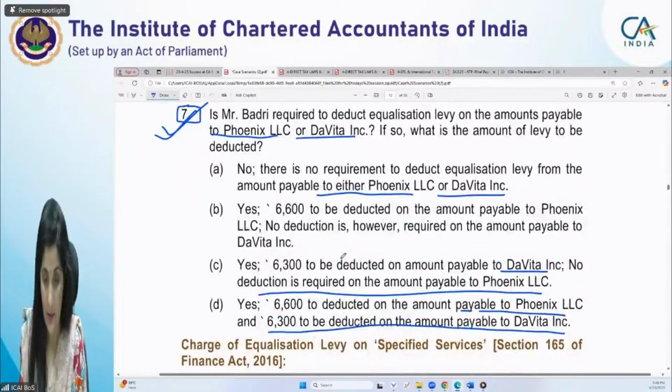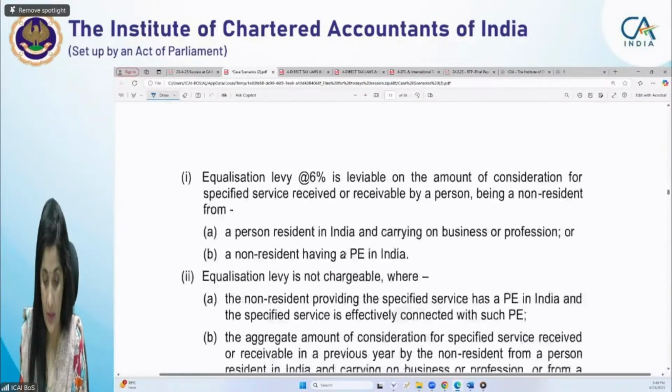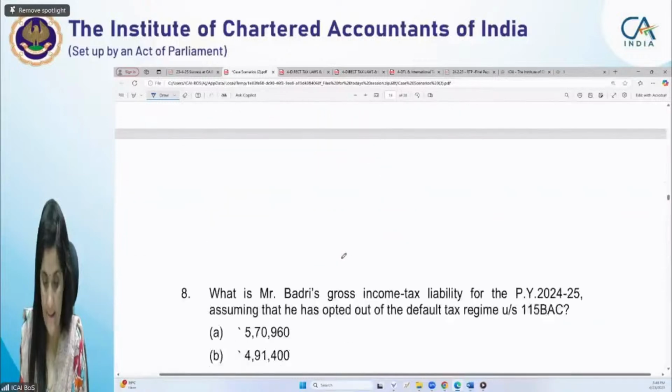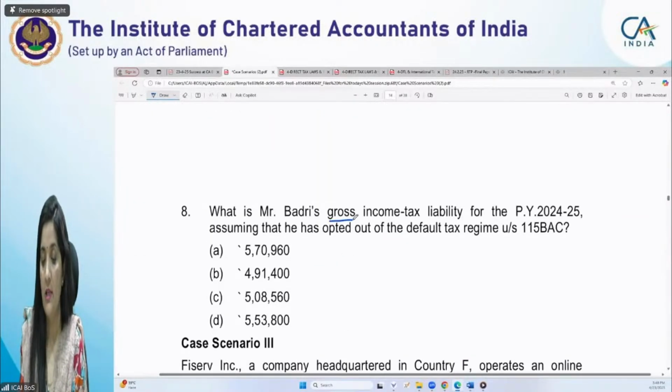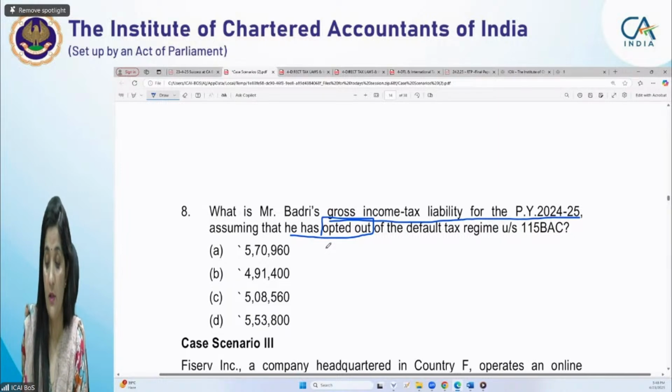income tax liability of Mr. Badri. Gross income tax liability for the previous year 24-25 of Mr. Badri, who has opted out. Look for this information. This information is very, very necessary. Opt out hai. Then otherwise default tax regime. If the question is not specifying, then you have to calculate as per the default tax regime.